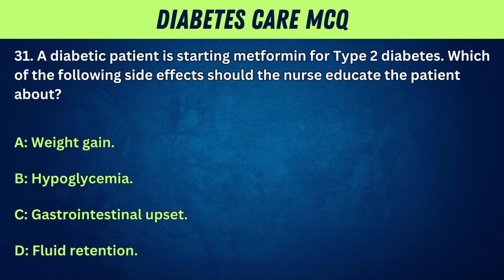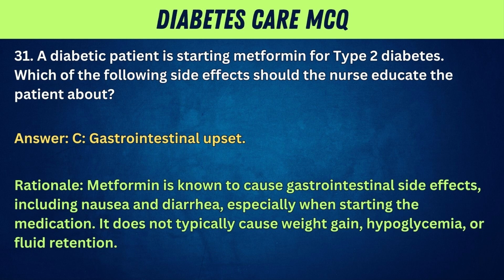31. A diabetic patient is starting metformin for type 2 diabetes. Which of the following side effects should the nurse educate the patient about? A. Weight gain. B. Hypoglycemia. C. Gastrointestinal upset. D. Fluid retention. Answer: C. Gastrointestinal upset. Rationale: metformin is known to cause gastrointestinal side effects, including nausea and diarrhea, especially when starting the medication. It does not typically cause weight gain, hypoglycemia, or fluid retention.